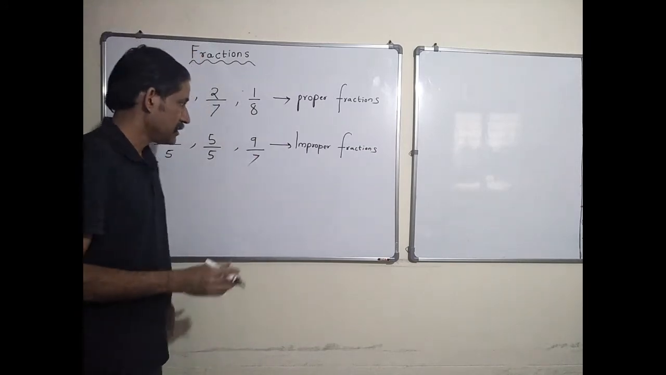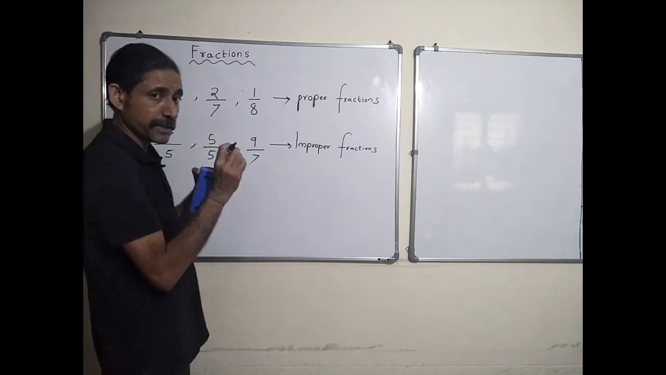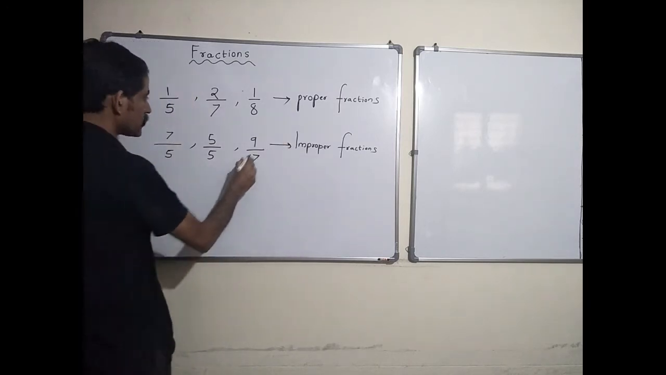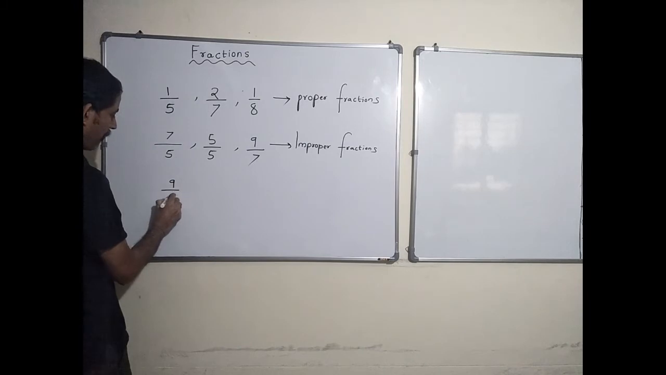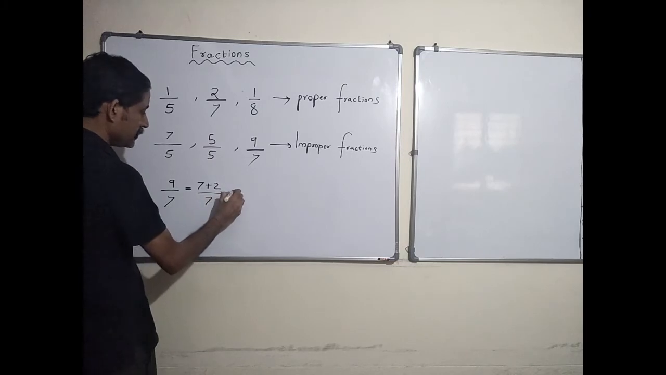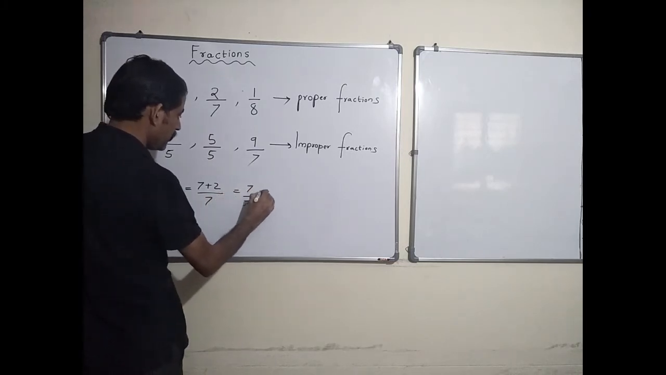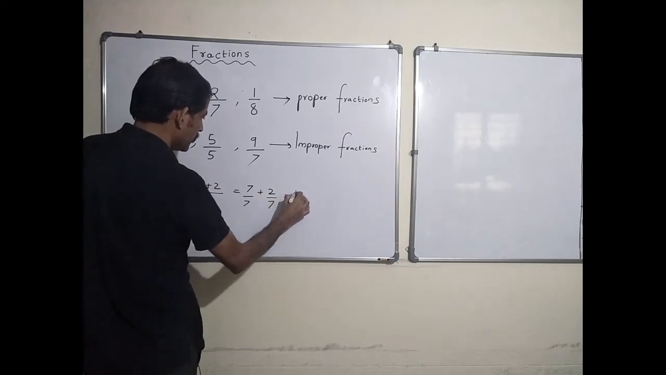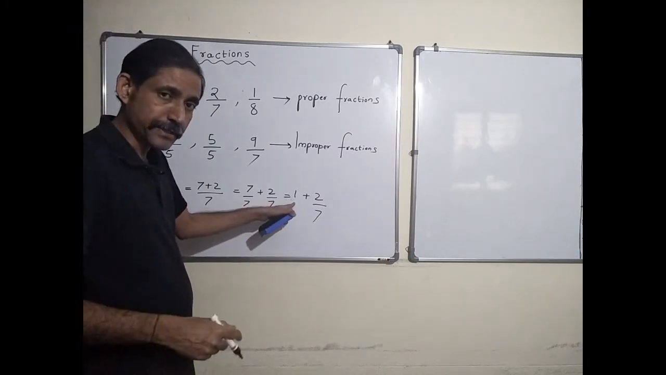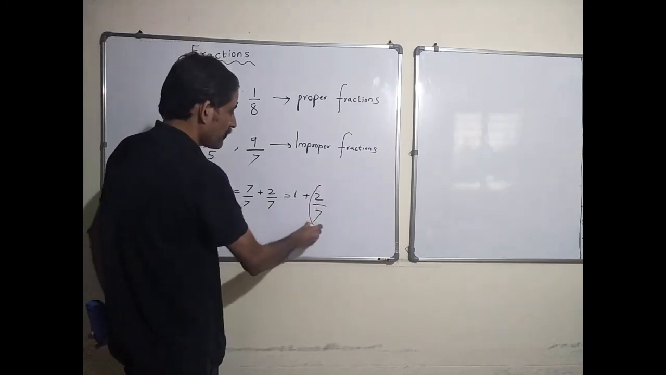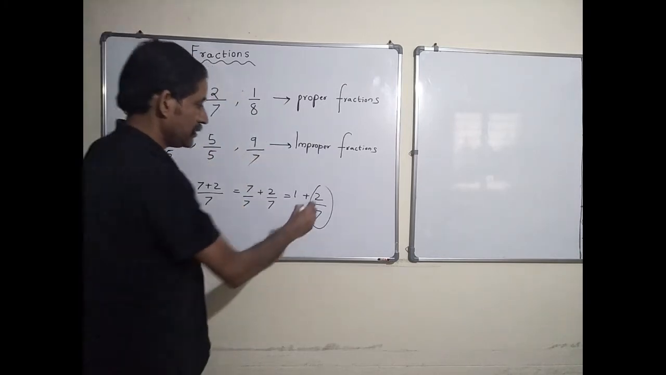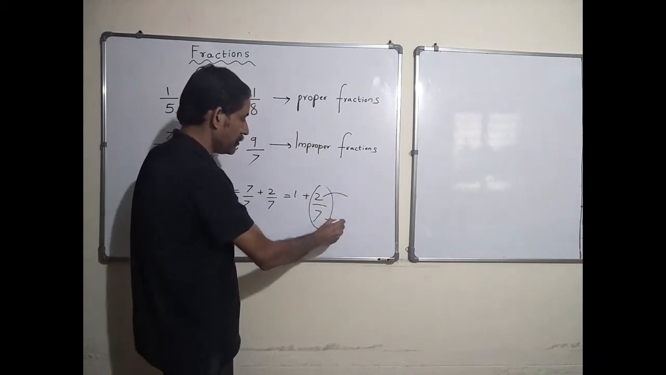Now these improper fractions can be converted into an integer part and a fractional part. Let me explain. Let's take an example of 9/7. Can I not write it as 7 plus 2/7, which is nothing but 7/7 plus 2/7, which is 1 plus 2/7? Which means 1 is the integer, and this is the proper fraction. What is a proper fraction? Numerator is less than denominator. So numerator 2 is less than denominator, right?